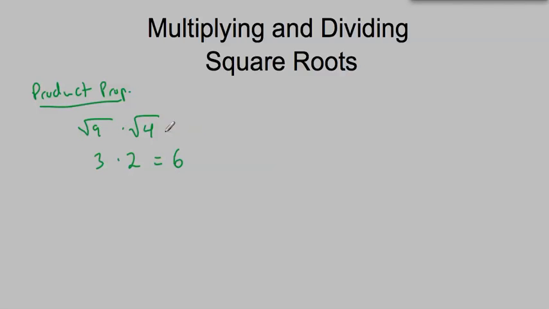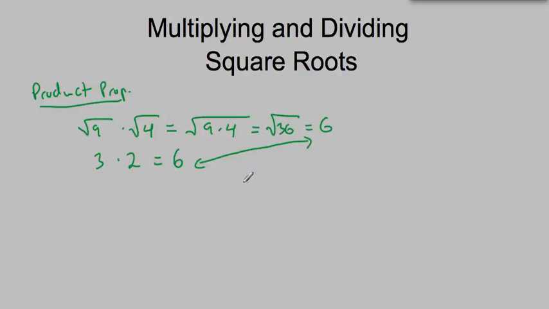Could we do it? It turns out we can. Anytime I multiply two radicals together, I could just write one big radical and multiply the radicands underneath it. 9 times 4. Here the radicand is 9, here the radicand is 4, and I'm multiplying these two roots together. I could rewrite it as the square root of 9 times 4. 9 times 4 is 36, and the square root of 36 is 6. So my two answers are the same.